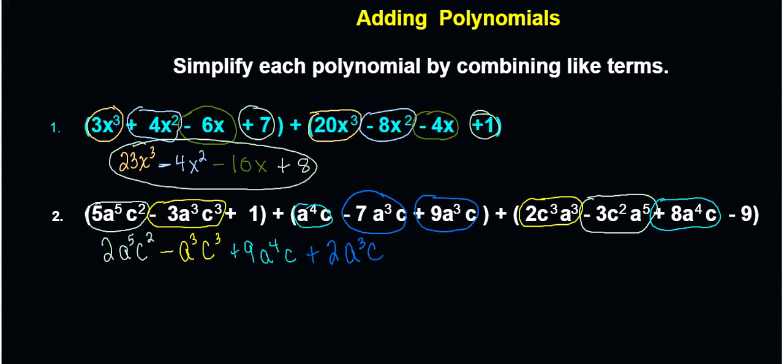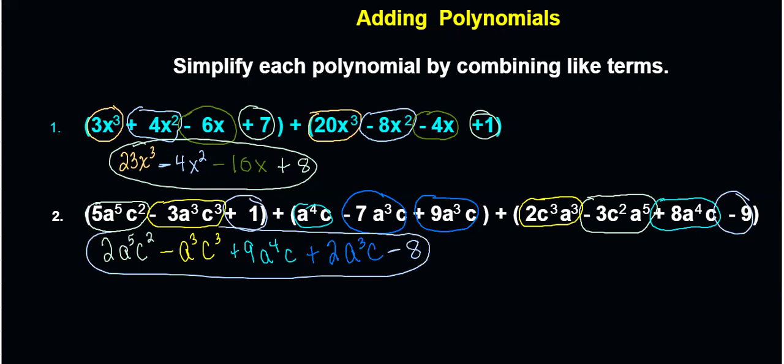And now all it looks like we have left are our constants. I always like to do my constants last. That doesn't mean you do. It's just the way I like to do it. All right, so I've got a positive 1 and a negative 9. 9 is bigger. It's minus, so it's going to be negative. 9 take away 1 is 8. And there we go. We simplified it by combining like terms.